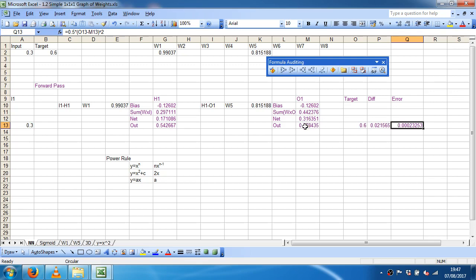So that's what we're going to do. We're going to work out how we get from there to there. And here we've got the formula. The formula is this thing here.